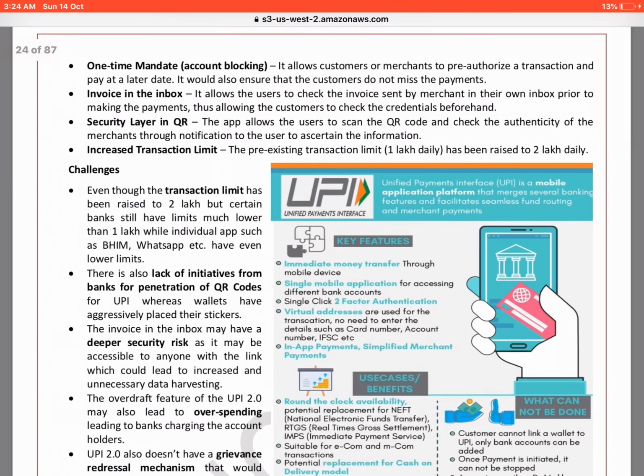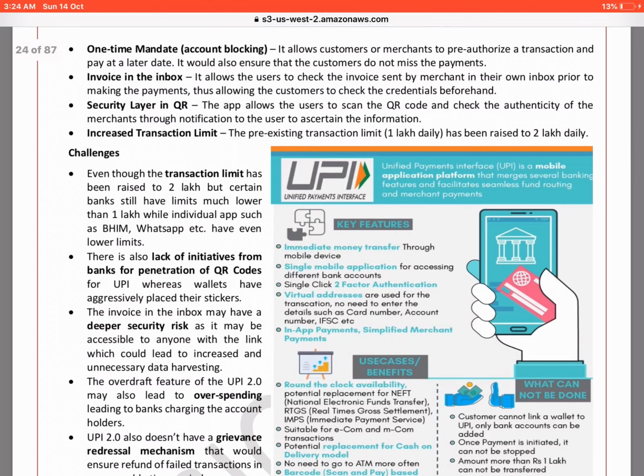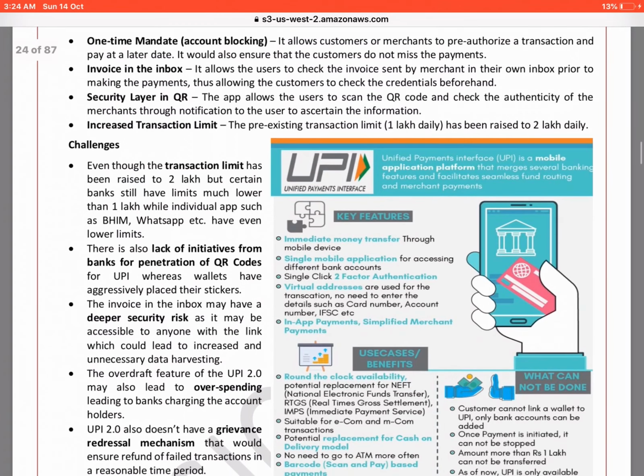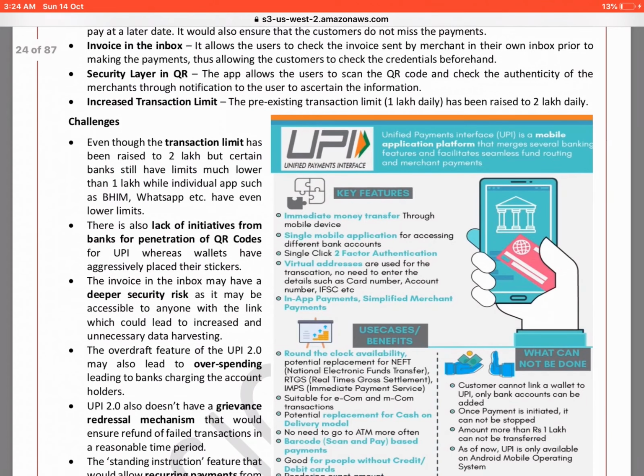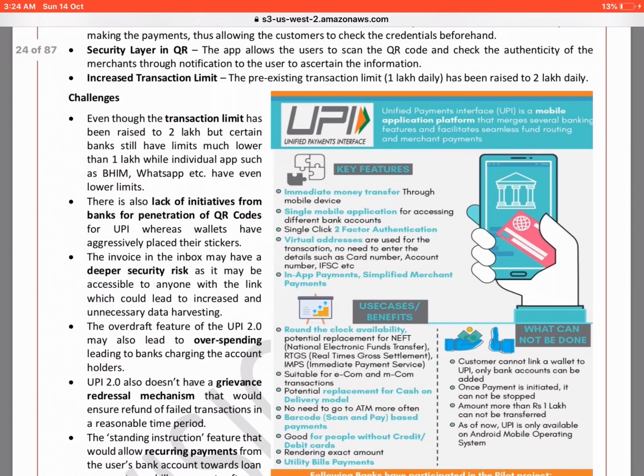Next is invoice in the inbox. Then next is security layer in QR. So the app allows the users to scan the QR code, just like PhonePe and Paytm do. You go and scan the code by QR. Increased transaction limits. So many banks have increased their daily transaction limit from 1 lakh to 2 lakh daily, but certain banks have not raised. They have still been under 1 lakh rupees.